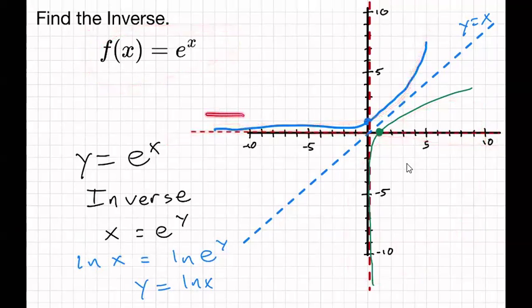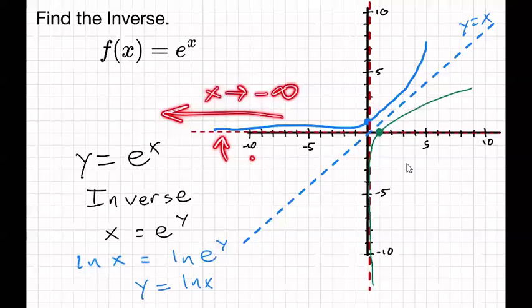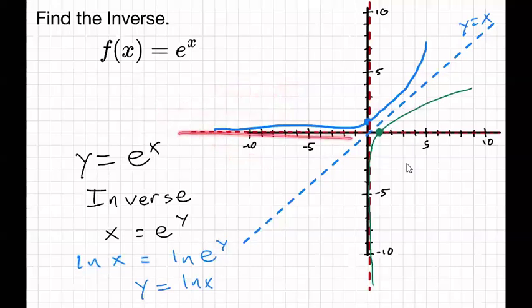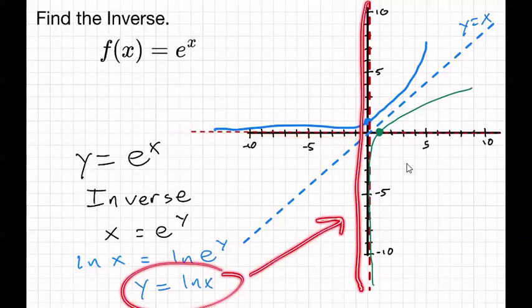As x approaches negative infinity here, going all the way out here, we approach 0, but we'll never actually get to 0. Well, when you do the inverse of that, that horizontal tangent now becomes a vertical tangent line. So when you look at the natural log of x, which is what's being graphed here, we can't actually use x equal to 0. That's not allowed.